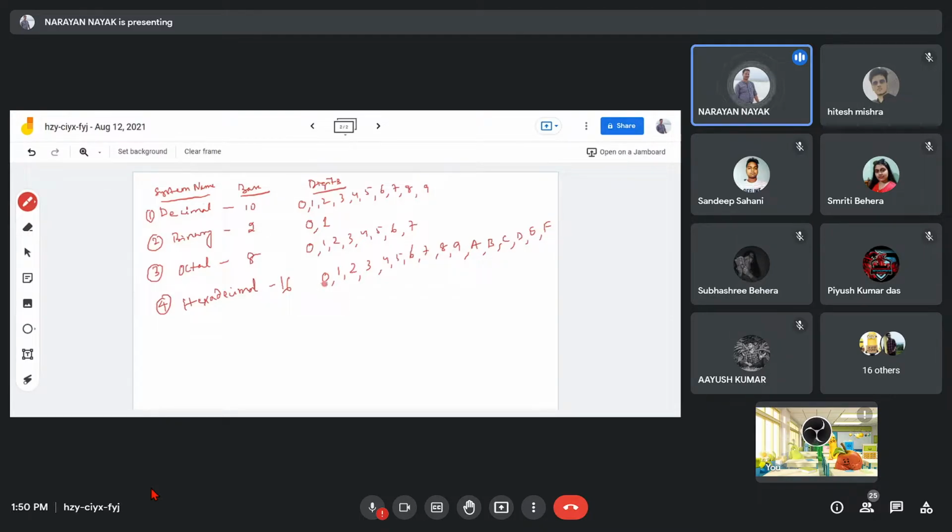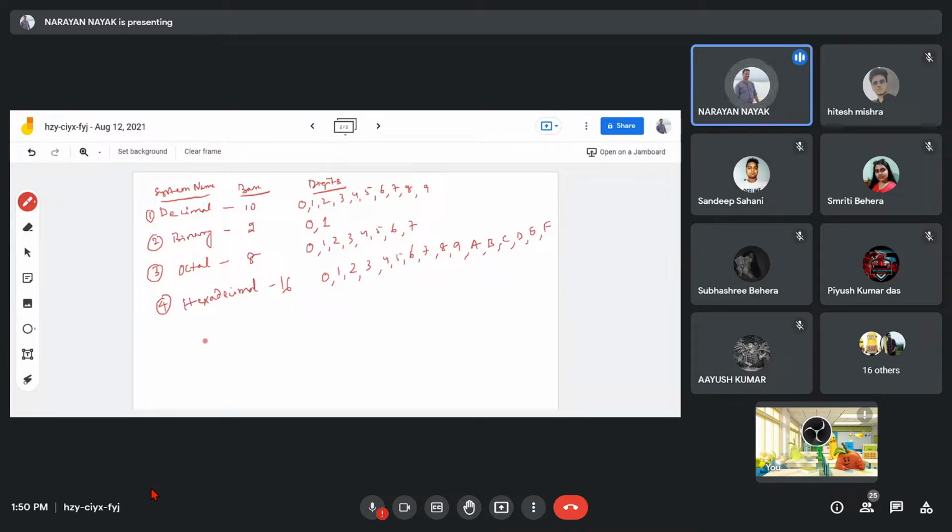So what are the digits we have to use in the hexadecimal? 0 to 9 and the letters A, B, C, D, E, F. So these are the digits. You have to remember which ones are for hexadecimal.